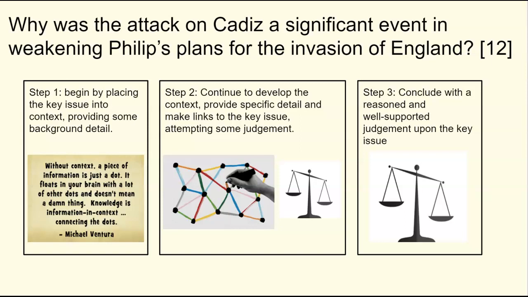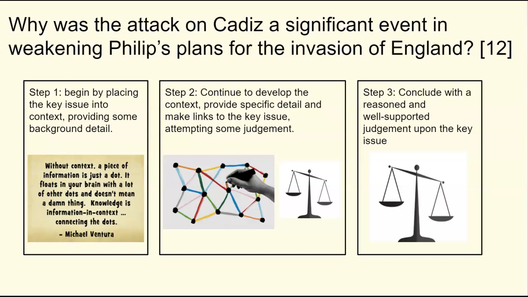So this question, you can split it into 3 steps. You can think of each step as a separate paragraph. So when you're thinking about this 12 marker, you might want to be thinking, I want to have 3 paragraphs. However, you can split these steps up into more than 1 paragraph should you wish to. So our step 1 here, begin by placing the key issue into context, providing some background detail.